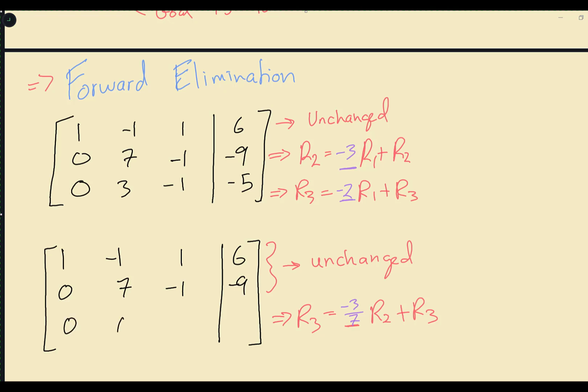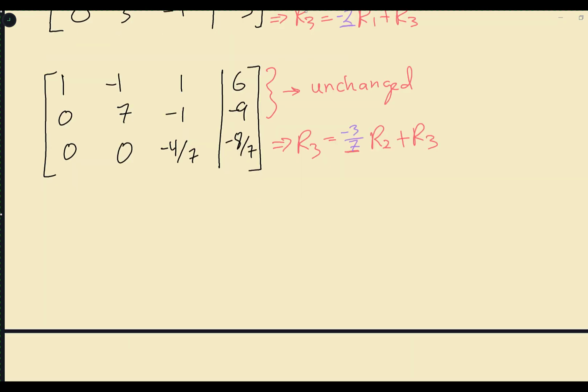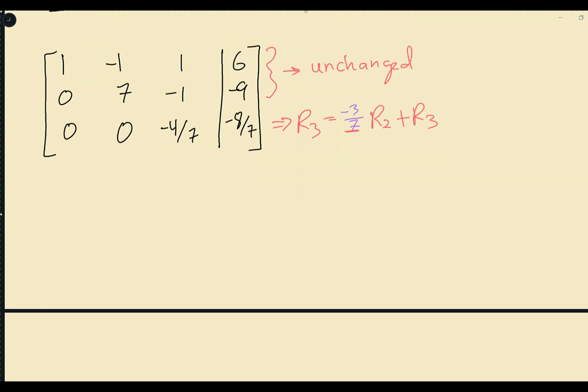So we have already 0 here. We get a 0 here. Then I get a fraction here, -4 divided by 7. Then here I have a -8 divided by 7. So now we're done with the forward elimination. Next step is to do back substitution. Any questions so far?